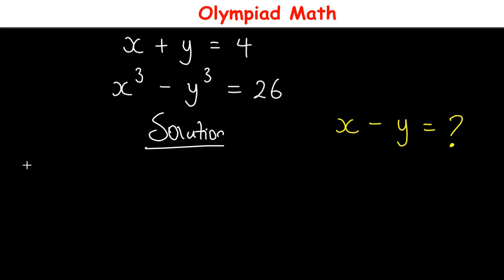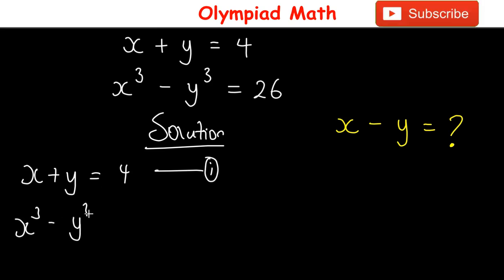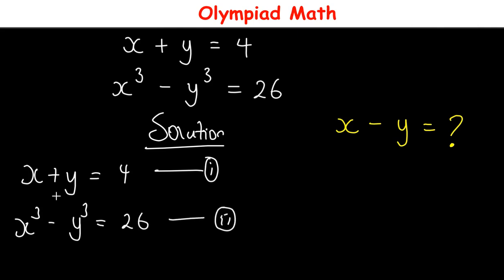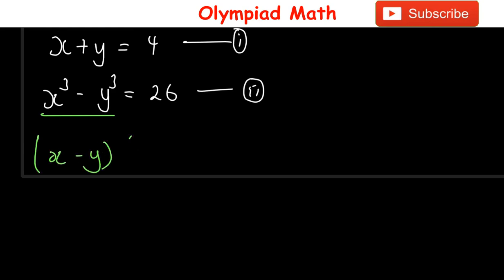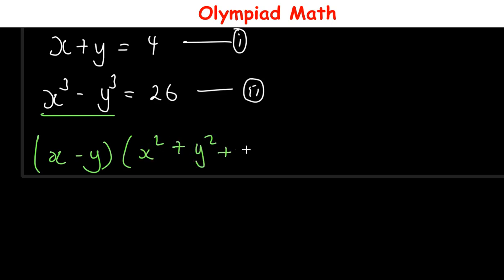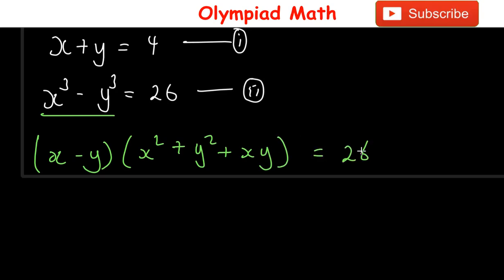So we have the first equation, x plus y equals 4, equation 1. We have x cubed minus y cubed equals 26, equation 2. Looking at equation 2, we can write this as in brackets x minus y multiplied by x squared plus y squared plus x times y, and this equals 26.